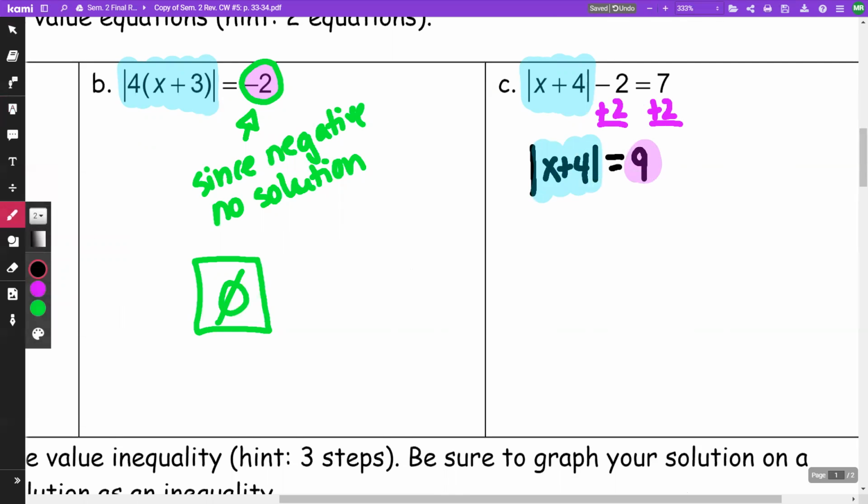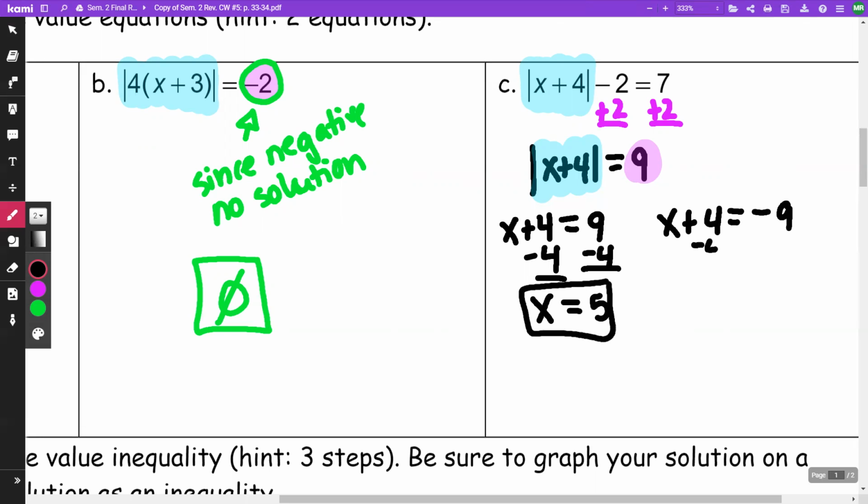So I can write my two equations. One equation is going to be x plus 4 is equal to 9. The other one is going to be x plus 4 is equal to a negative 9. I'm going to minus 4 from both sides, and I get x is equal to 5 is one solution. I'm going to minus 4 over here, and I get x is equal to negative 13 is a second solution.